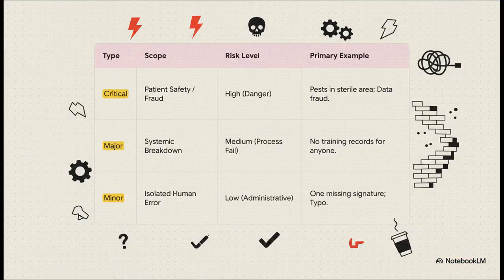So the industry standard for this is a pretty simple 3-tier system: critical, major, and minor. And really, the big difference between them, it all comes down to scope and risk. A critical finding is about immediate danger. A major one points to a broken process, and a minor finding is usually just an isolated human error.